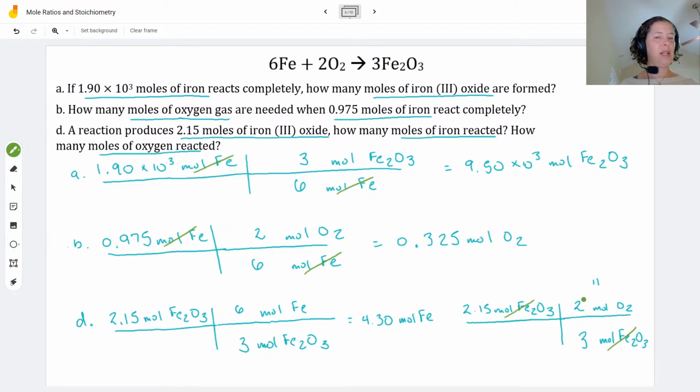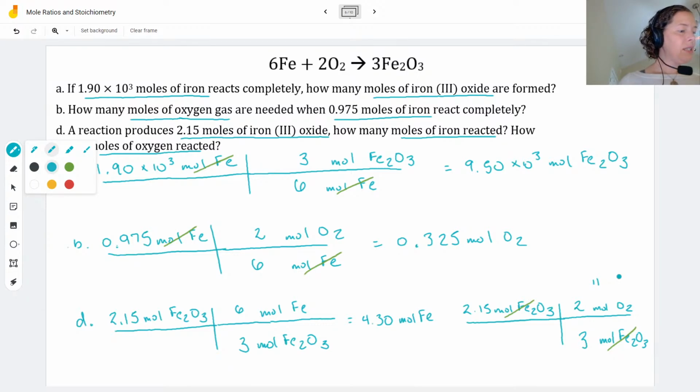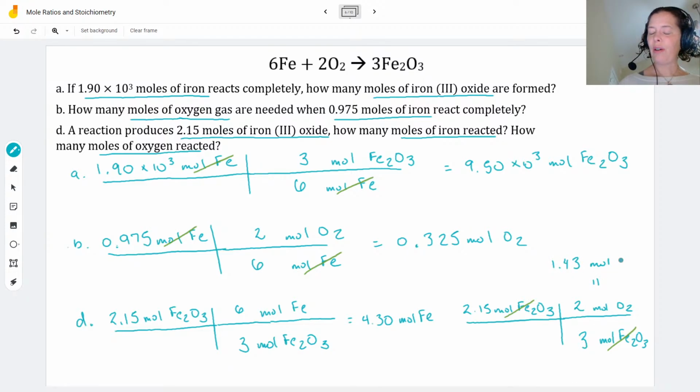Okay, so because I don't trust myself to do that calculation in my head, I'm going to grab my calculator. So this is 2.15 times 2 divided by 3. I am getting 1.43 moles of O2. Okay. All right, so that's it for this one.